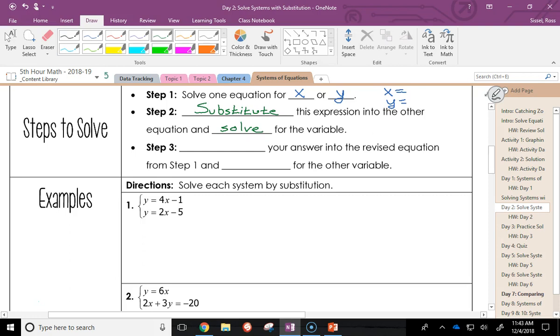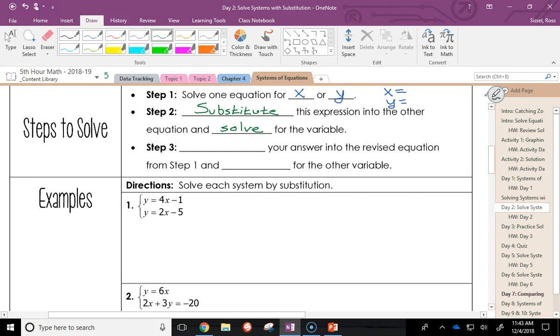Say I took this equation and I rewrote this one. So it was 2x equals negative 4y plus 15. If I divide by 2, x equals 2y plus, we'll say 7.5. Okay. That was step 1. You see how we have x equals now?